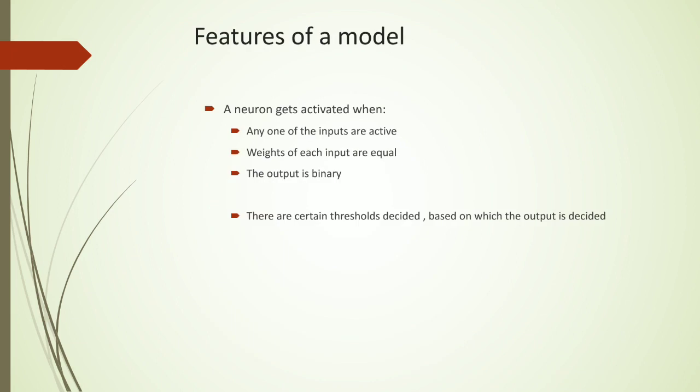If we consider a model, then the features of the model are: a neuron gets activated when any one of the inputs is active, the weights of each input are equal, and the output is binary. There are certain thresholds decided based on which the output gets triggered.